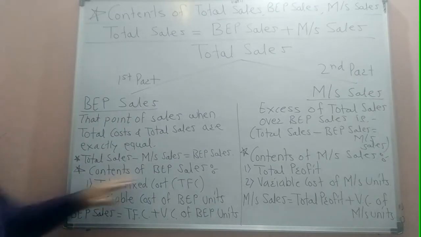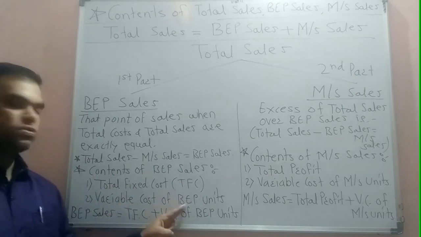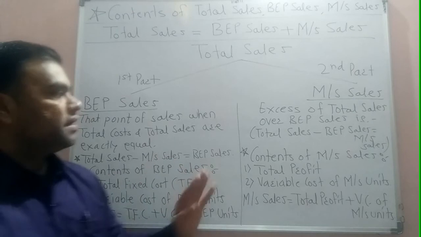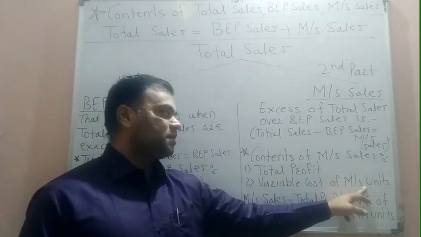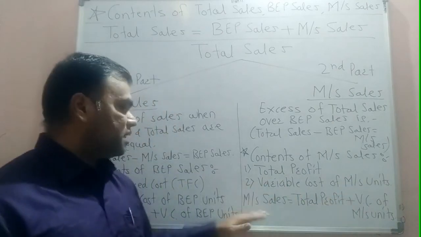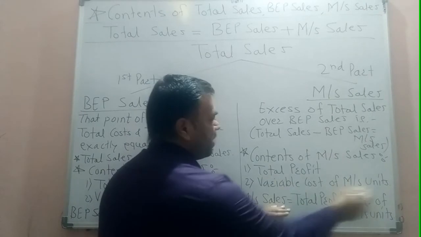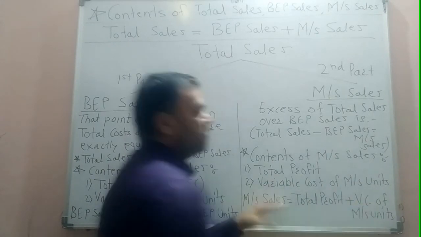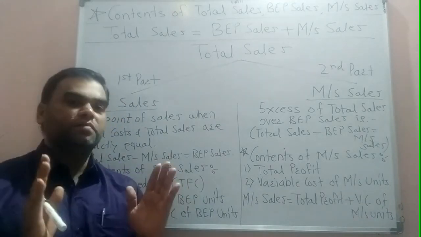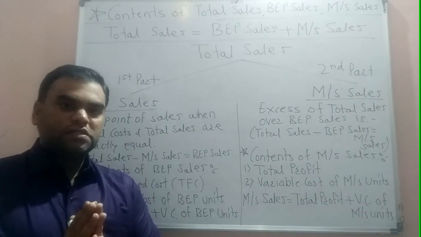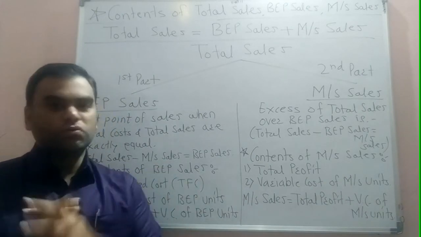So the contents of BEP sales are total fixed cost and variable cost of BEP units. And what are the contents of margin of safety? Total profit and variable cost of margin of safety units. In other words, margin of safety is equal to total profit plus variable cost of margin of safety units. So what have we discussed? We have discussed what is meant by total sales: BEP sales plus margin of safety sales is equal to total sales.